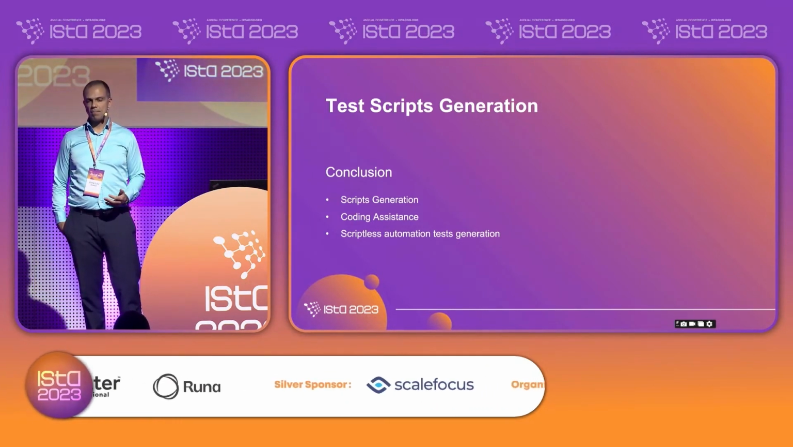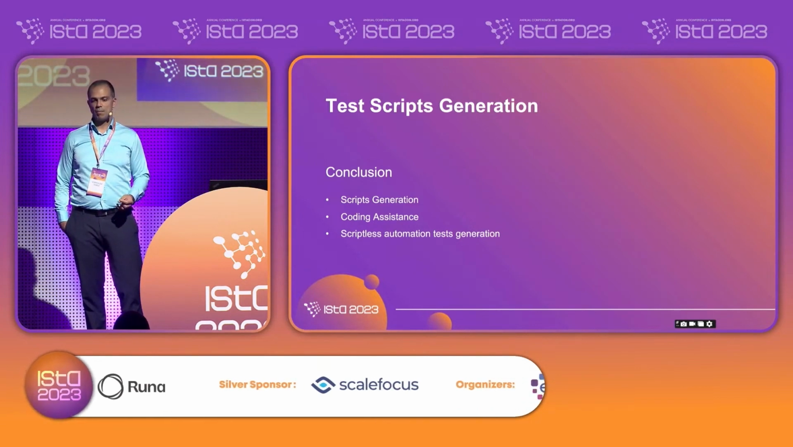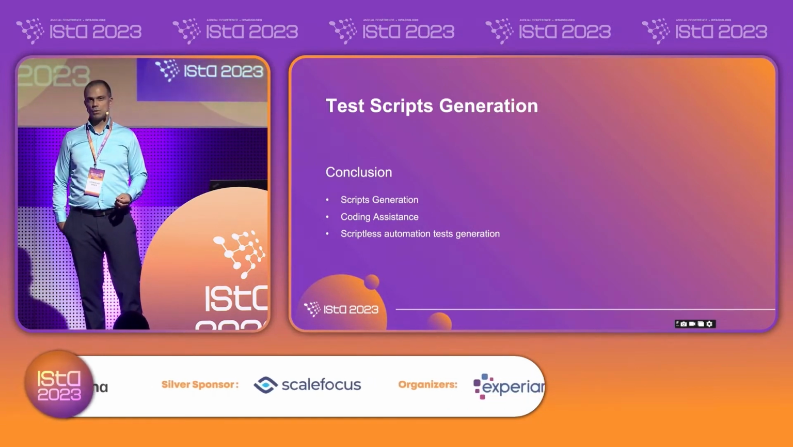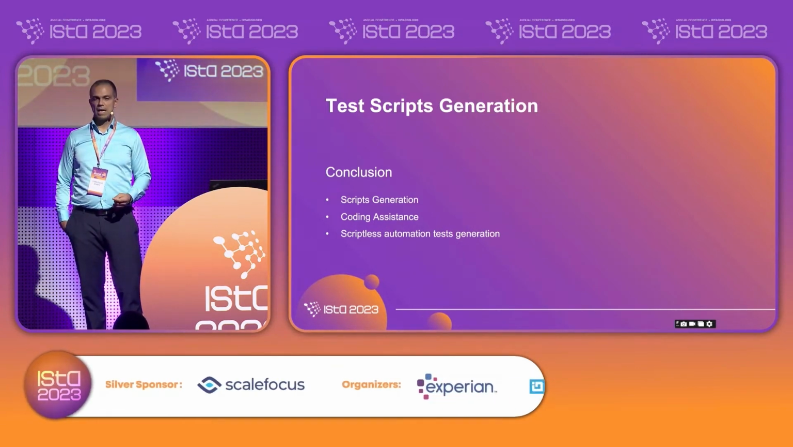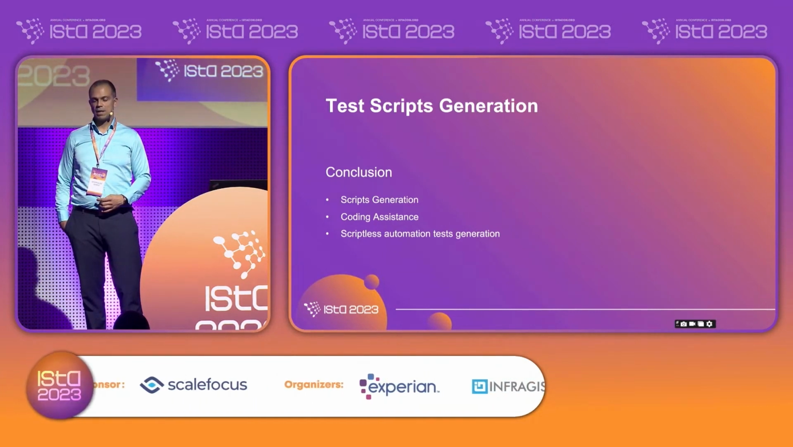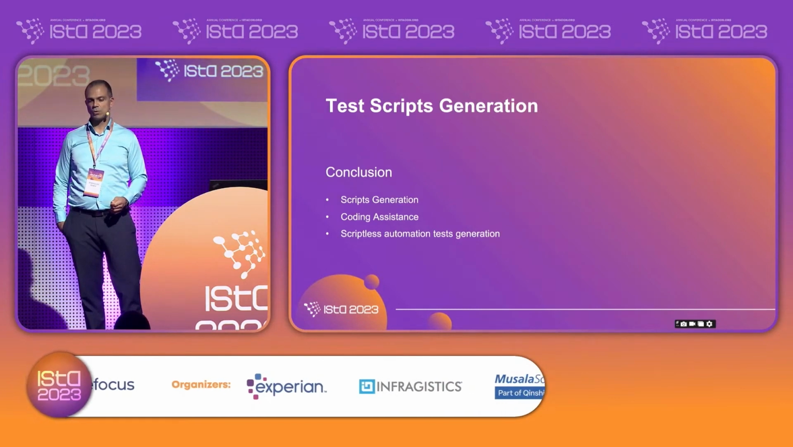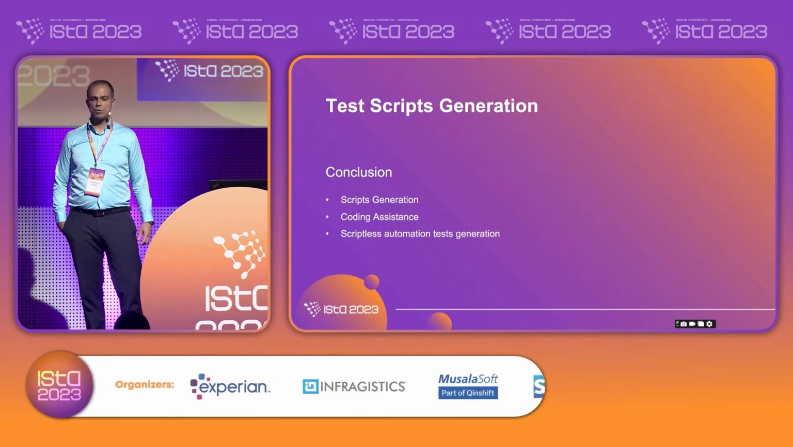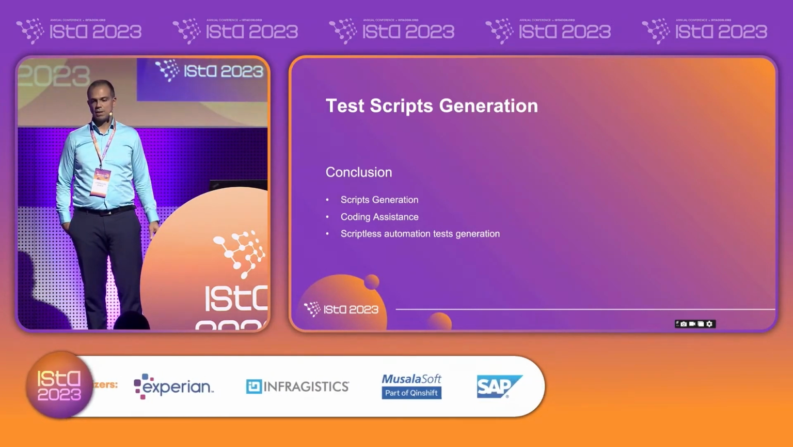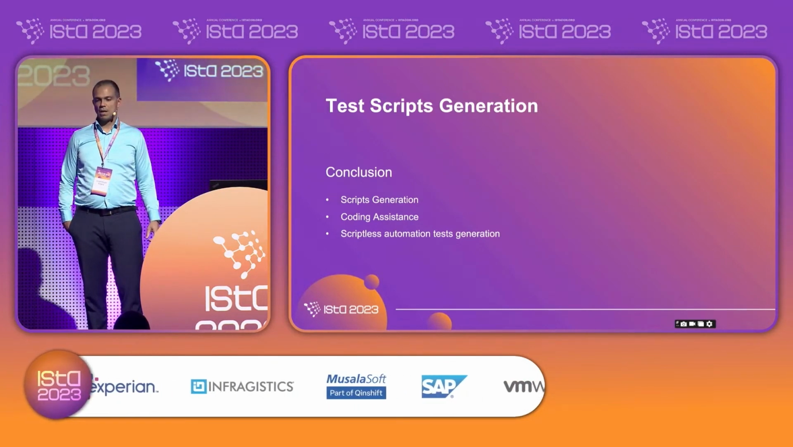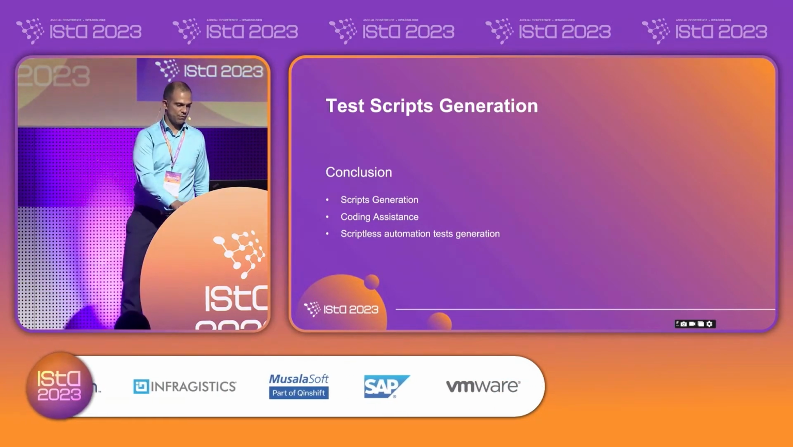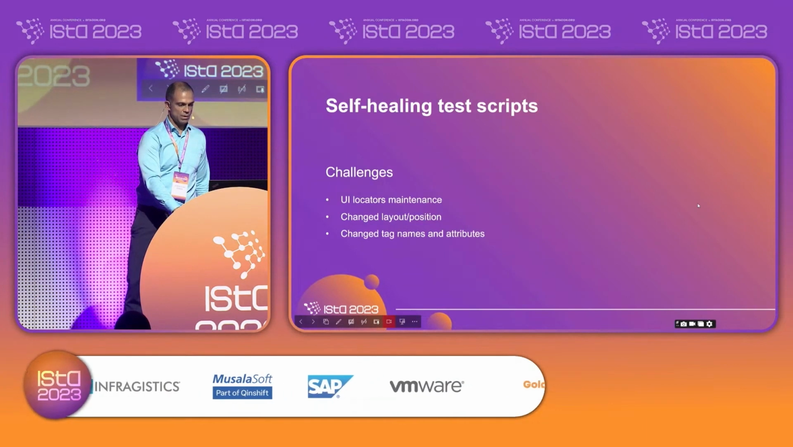So Mabl, also TestProject, ExcelQ, some other tools like that can also be used for scriptless automation test generation. So let's move to the next area.